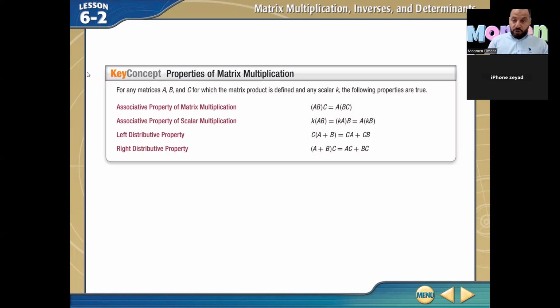The associative property of the scalar product: if you multiply a number by the matrix product AB, it means you can multiply this constant by the matrix A and then multiply by B, or the opposite, and it is satisfied. The left distributive property and right distributive property are also satisfied, where we multiply a matrix by A and then by B, or multiply from the other side. All these properties are satisfied.